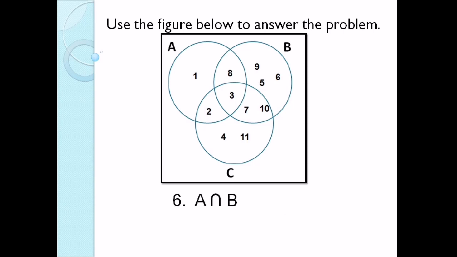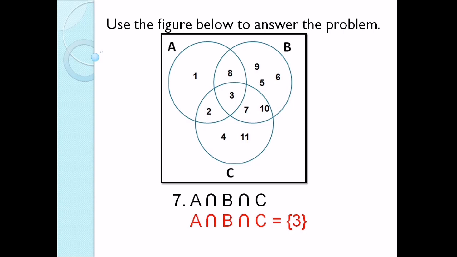How about A intersection B? A intersection B, you have 3 and 8. That is in the middle of A and B. And then last, A intersection B intersection C, which is in the very center of the Venn diagram. That is 3.